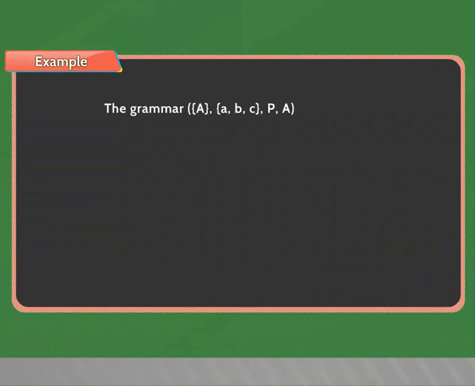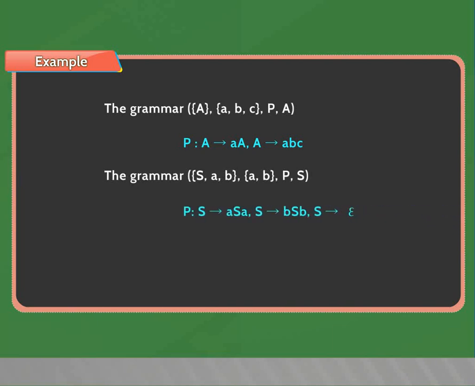Example: the grammar ({A}, {a, b, c}, P, A), where P is A provides small a, capital A, and capital A provides small a, small b, small c. The grammar ({S}, {a, b}, P, S), where S provides aSa, S provides bSb, S provides epsilon. The grammar ({S, F}, {0, 1}, P, S), where S provides 0S or 11F, and F provides 0F or epsilon.